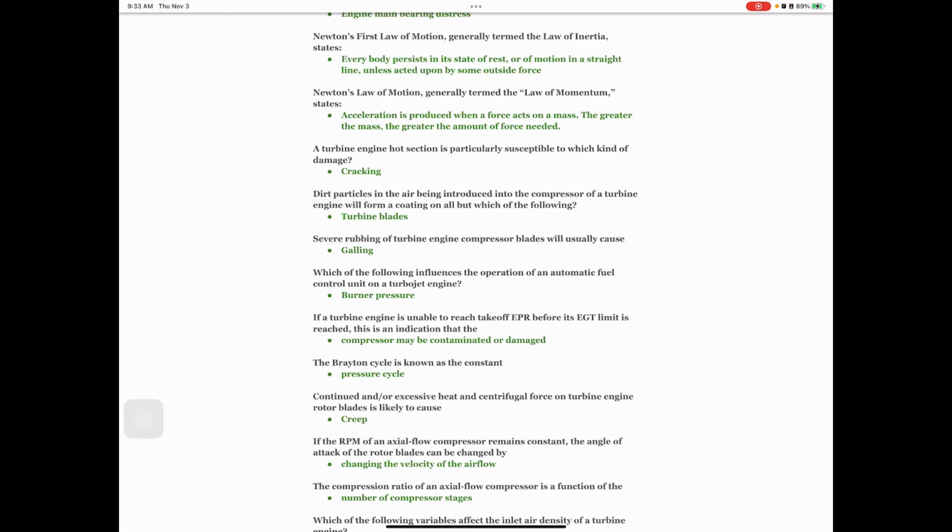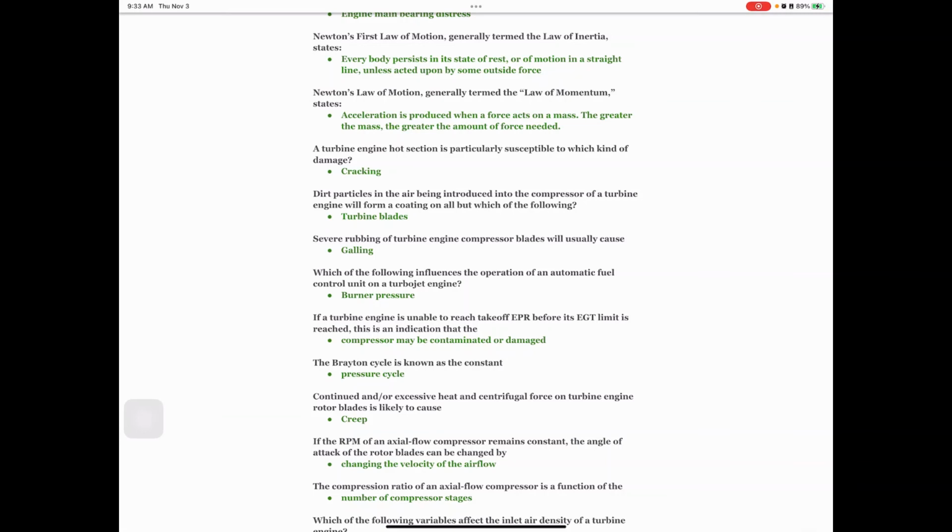Which of the following influences the operation of an automatic fuel control unit on a turbojet engine? Burner pressure. If a turbine engine is unable to reach takeoff EPR before its EGT limit is reached, this is an indication that the compressor may be contaminated or damaged. The Brayton cycle is known as the constant pressure cycle. Continued and/or excessive heat and centrifugal force on turbine engine rotor blades is likely to cause creep.